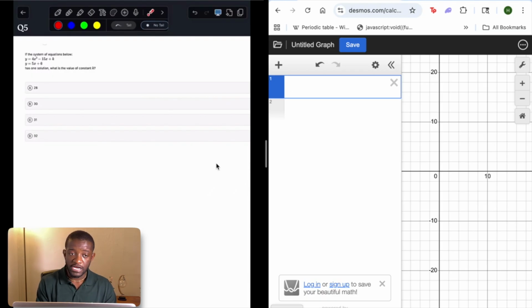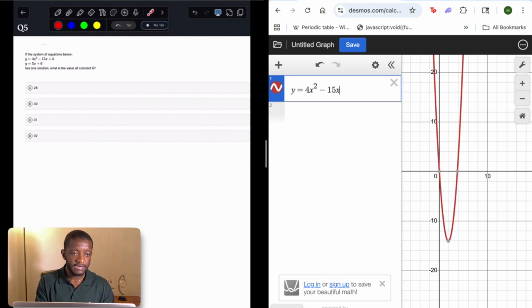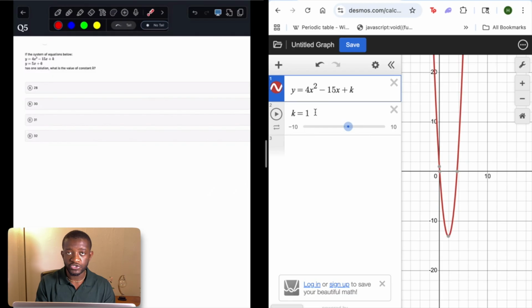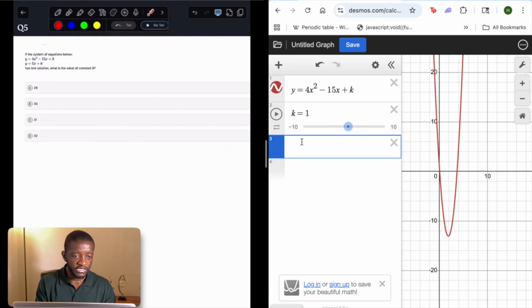For this problem, right, so you have the two equations, right? So what you're gonna do is, well, you plot the first one, or plot them both. 4x squared minus 15x plus k, right? So here you have a parameter, right? So you're going to click on k, right? Which means that the k can have different values, right? So we're going to leave it like that for now. And then y equals 5x plus 6, right?